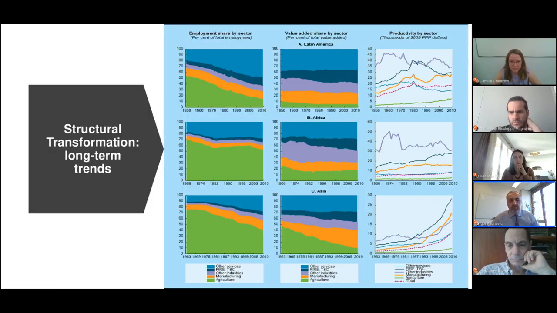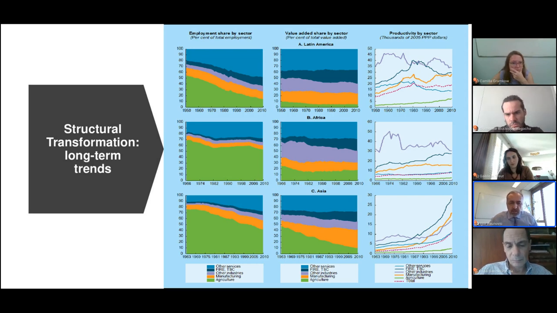Now, some data going back 50, 60, or even 70 years in the case of Latin America. You can see in the first column here, employment share by sector, and you see the green part, the agricultural employment in Latin America, decreased rapidly until the 1980s and not so rapidly afterwards. The important point, I think, is in Africa. Africa is still very much an agriculturally dominated continent.